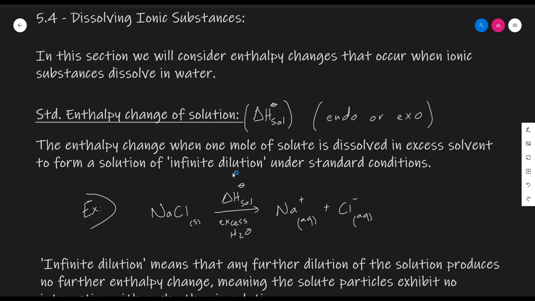What infinite dilution means is that any addition of extra water does not produce an enthalpy change, meaning that the ions are completely separated and do not interact with one another. They are only solvated by water molecules, meaning they are infinitely dilute.